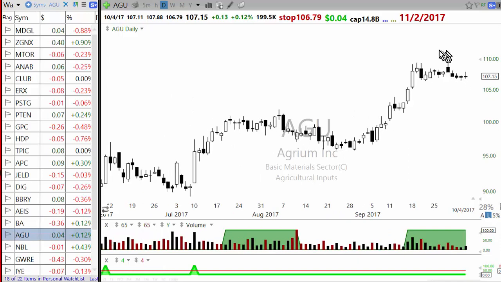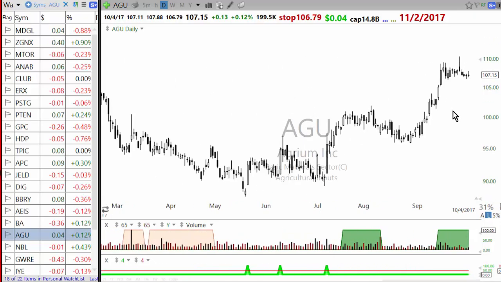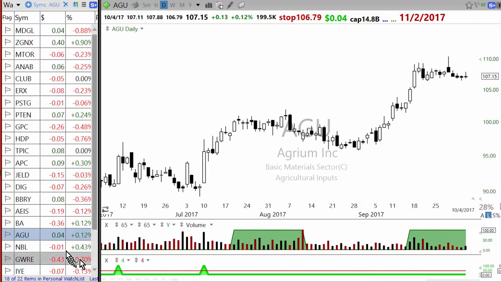AGU, see here it did fade, so there is a little bit of a negative on this, but again it is setting up for a possible breakout.